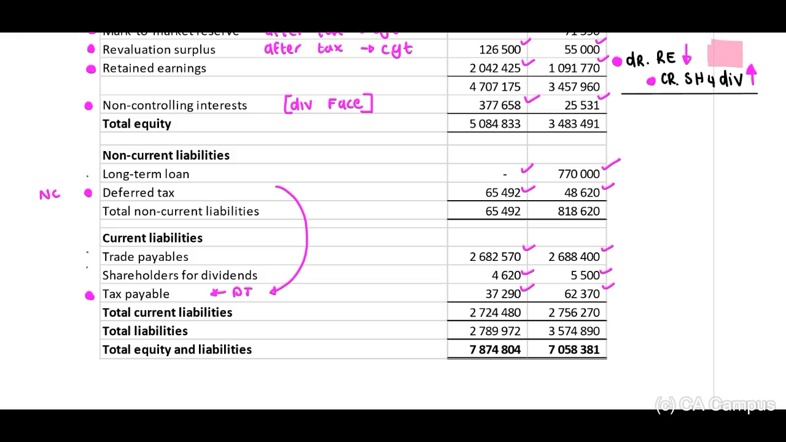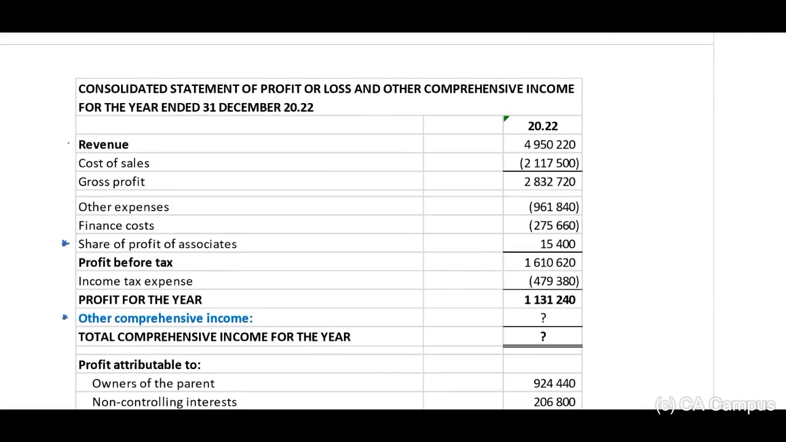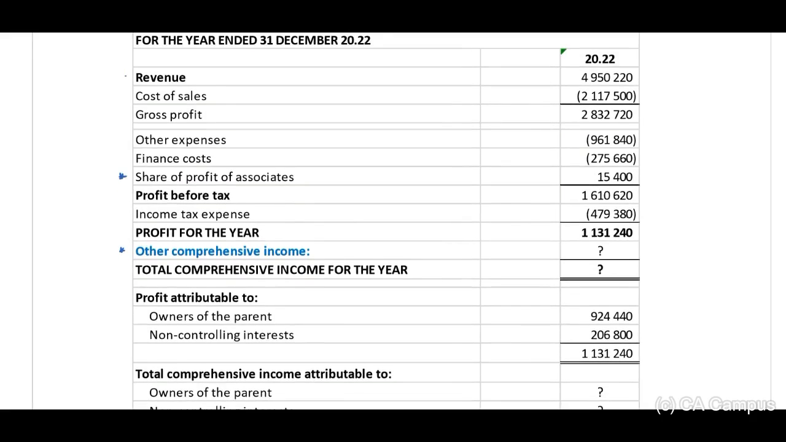Then our shareholders for dividends, we have talked about this just now. Now, let's have a look at our profit and loss statement. If you look at our profit and loss statement, immediately I'm able to identify my revenue should be included in my cash received, my cost of sales, cash paid, other expenses, part of my cash paid.